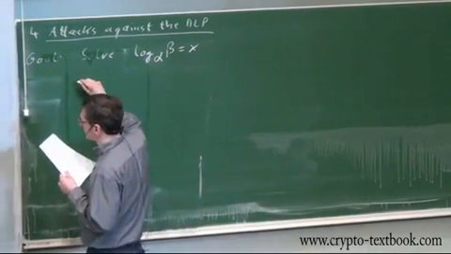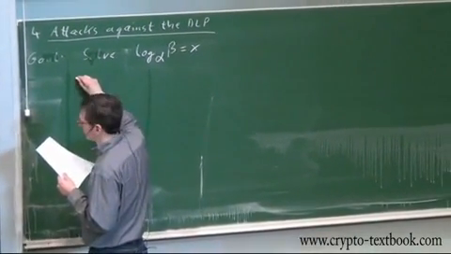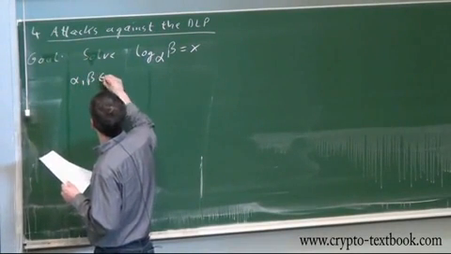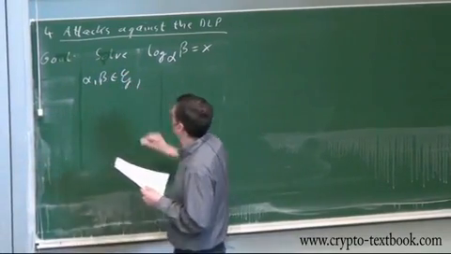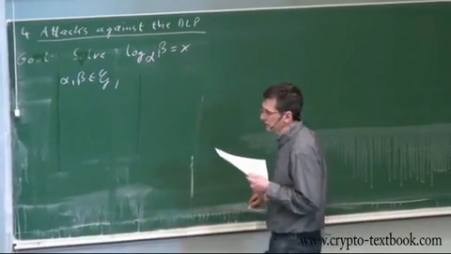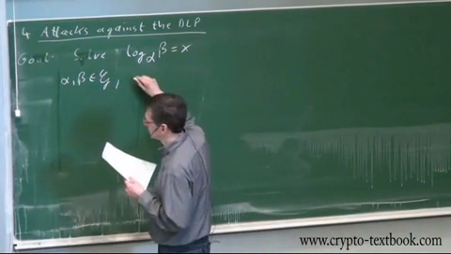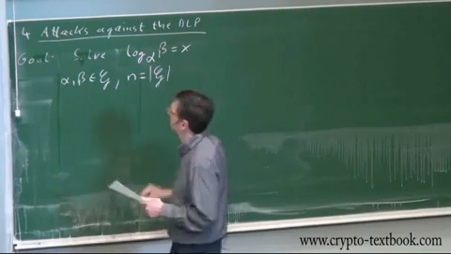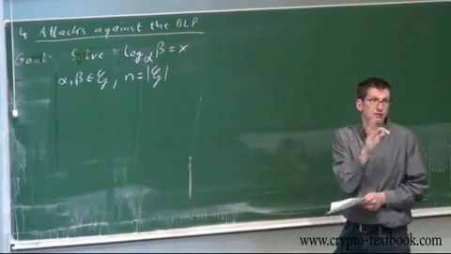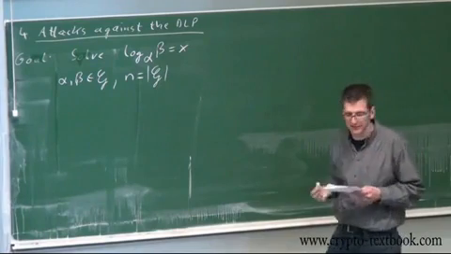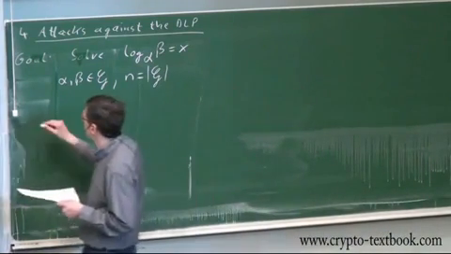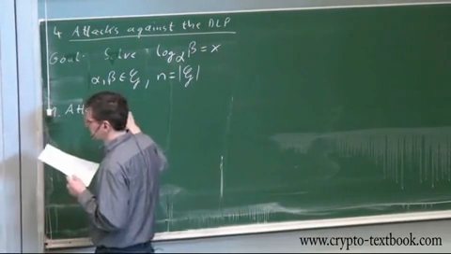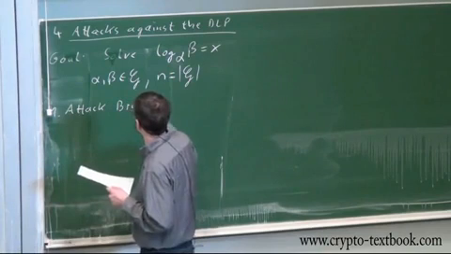And the parameters are as always alpha and beta, and this group cardinality is n, and n is going to become important now. How many elements do we have here? Okay, so what are the attacks? First attack is brute force.